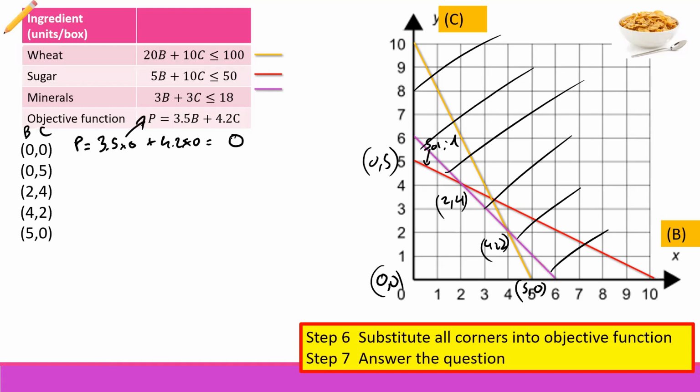What if I make 5 boxes of Cocoa Crunch? Well, that means I'm going to have P equals 3.5 times 0 plus 4.2 times 5. That means if I make 5 boxes of Cocoa Crunch, then I'm going to have $21 profit.